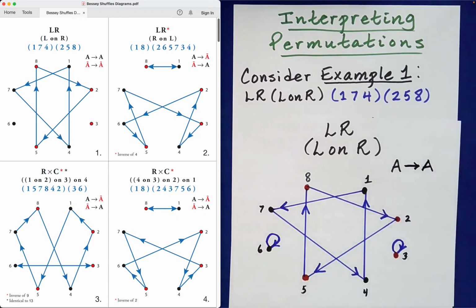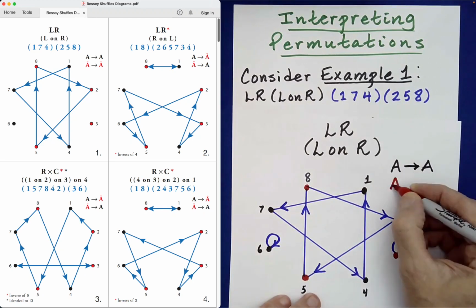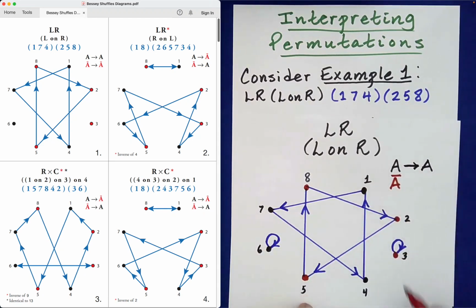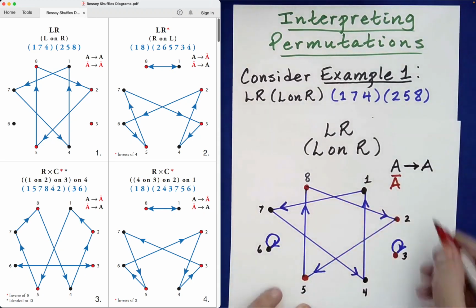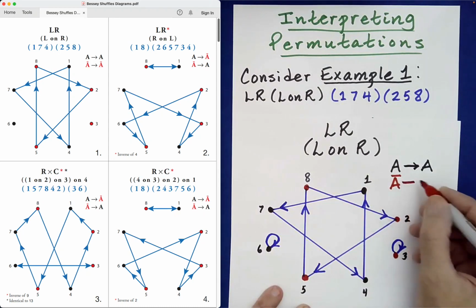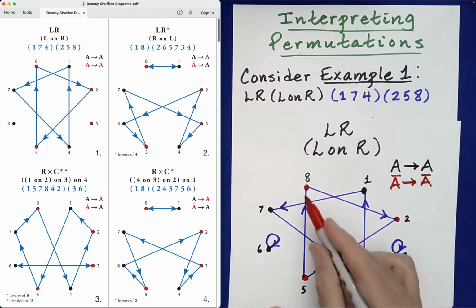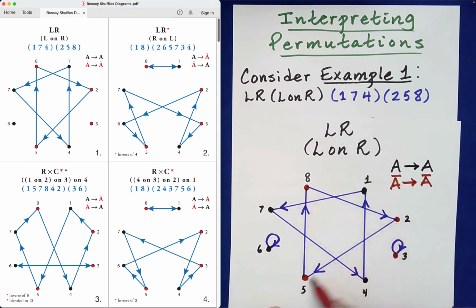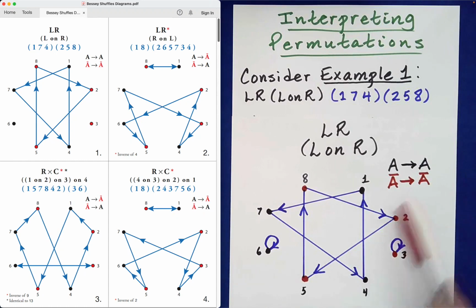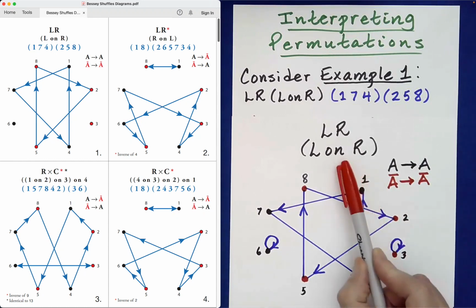Well, once we know that, then we also know that A complement, which are the red vertices there, red points, so 2, 5, 8, and 3, those get sent somewhere to themselves. Either they're fixed, as in the case of 3, or they just get moved around, permuted among themselves, as 2, 5, 8. So in this case, we would say that this shuffle preserves Bessey sequences of order 8.